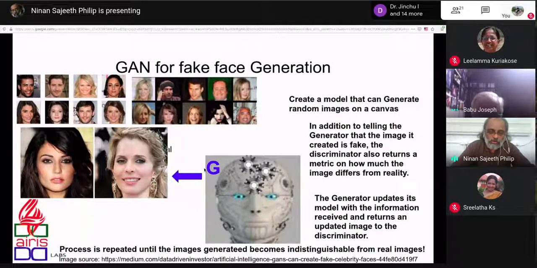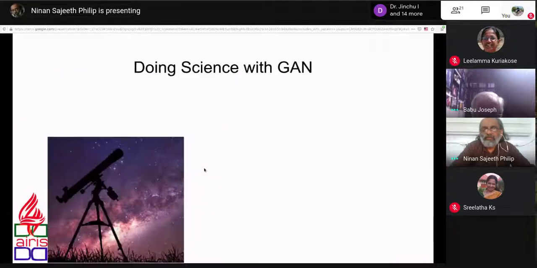Now that is about image generation. Now the question is, can we take it to do some scientific research? Can we find some scientific application where this can be used? I'll explain two scenarios in which we have been using it in astronomy. So what I'm going to discuss now are two scientific projects that we have been doing and which are nearing completion at ARIES.